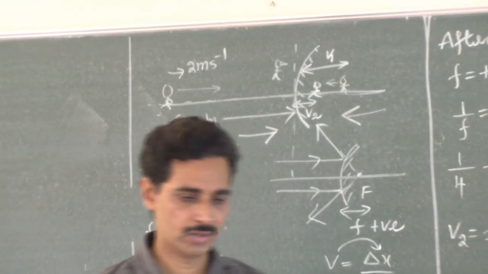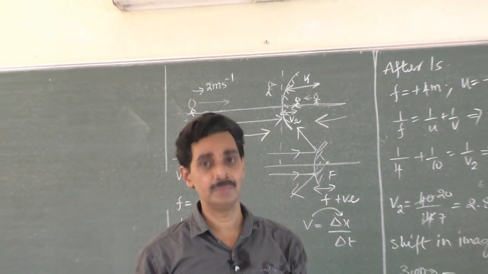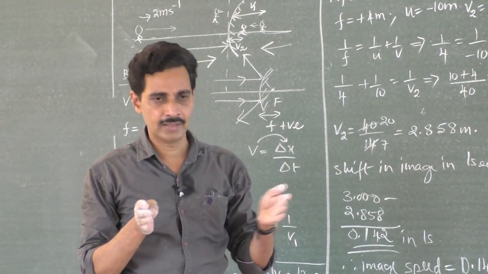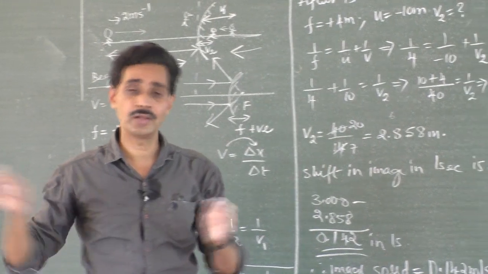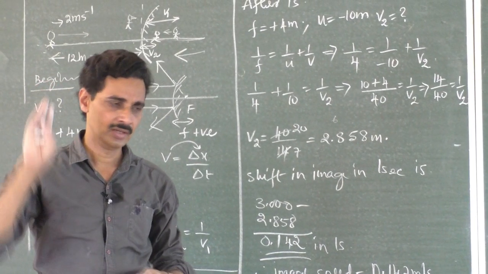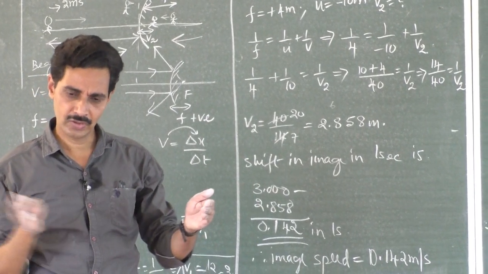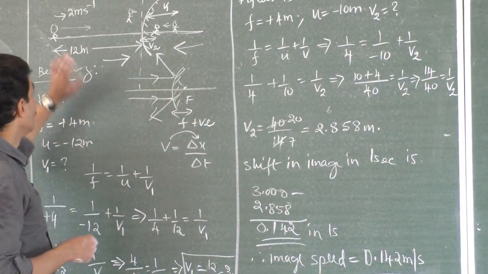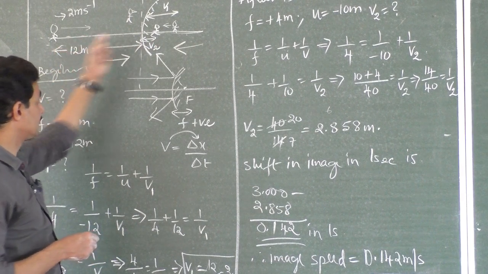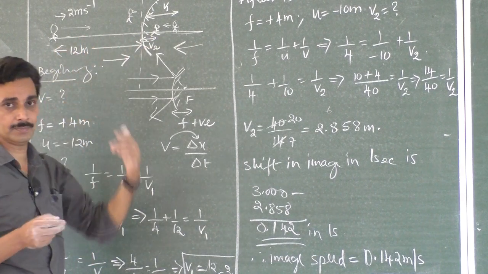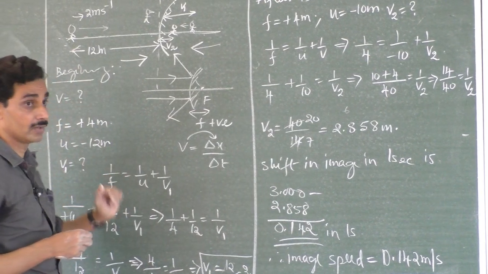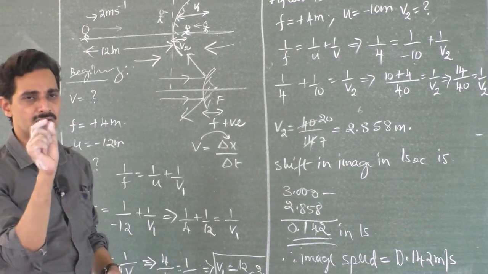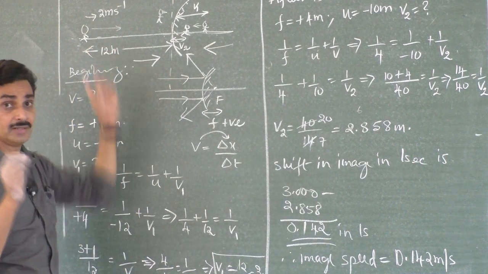No, because when the object is at infinity, the image is formed at the focus. When the object comes nearer and nearer, the image gets shifted, and that shift is not the same for all object distances. The change in image distance when you are at 12 meters and when you are at 8 meters are not the same. That means what they have asked you to calculate is the speed of the image when you are at 12 meters, so you should have calculated it for a very small interval, not for an interval of 1 second.